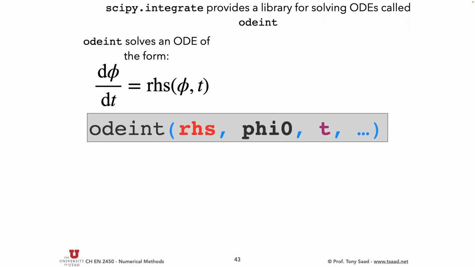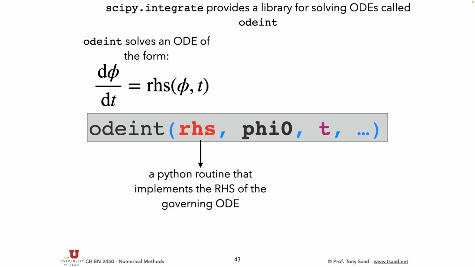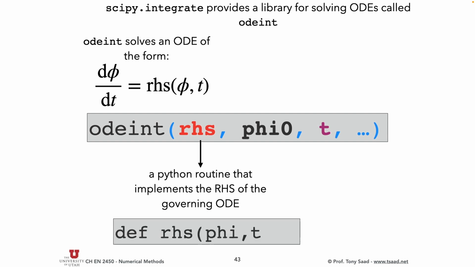Then odeint looks like this. At a minimum, it takes 3 arguments. The first argument is the right-hand side of your ordinary differential equation, your initial value problem. This is nothing more than a Python routine that implements the right-hand side of the governing ODE. It's just a Python routine: def right-hand side, phi, t. That's how you write it. You don't care what goes in here. Automatically, the first argument is phi and the second argument is t. And then you implement your right-hand side. We'll do that together.